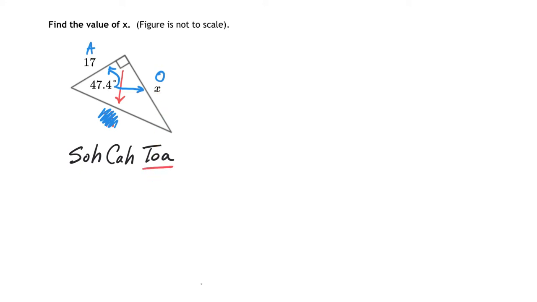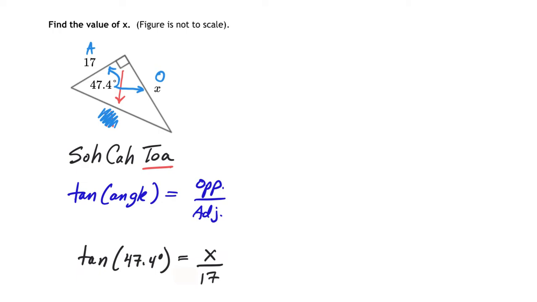The formula that you're going to use with tangent is this formula right here. Tangent of your angle equals opposite over adjacent. And when I say tangent of your angle, the angle that we're working with is 47.4. So that angle will go right here. The opposite side will be your x, and the adjacent side will be your 17. So when you fill in the information, it'll look like this: tangent of 47.4 equals x over 17.